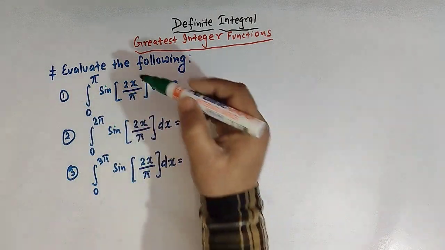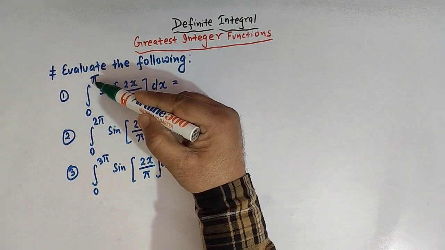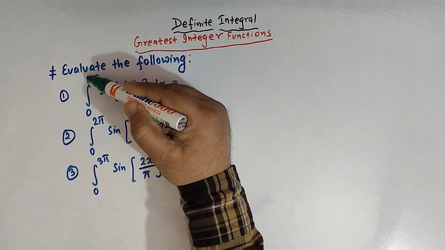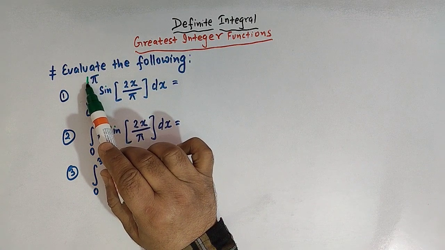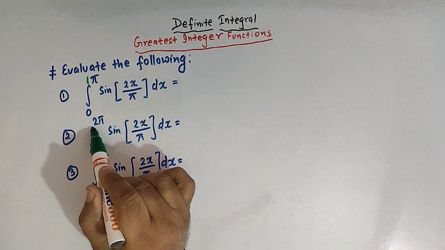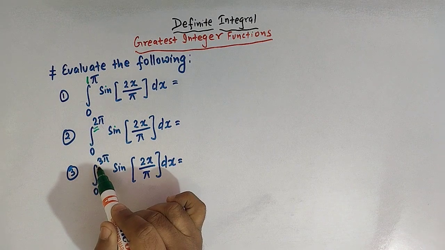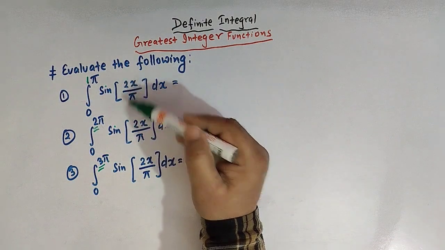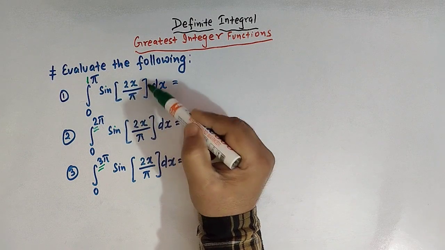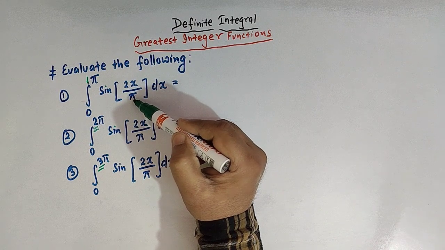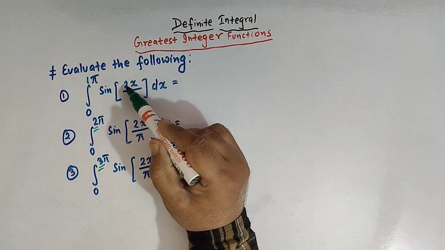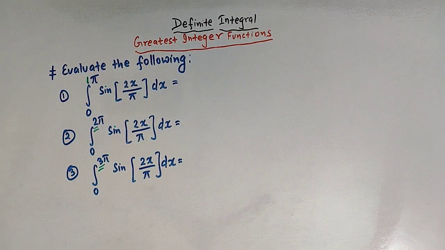In the first integral, we can treat this pi as 1 pi, so 1 is the natural number, and in the second case 2 is the natural number, and in the third case 3 is the natural number. Here the integrands are sine of the greatest integer of 2x over pi. So the integrand is of the form sine of the greatest integer of 2x divided by pi.